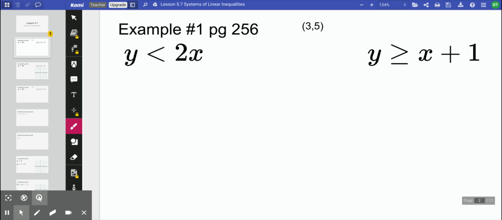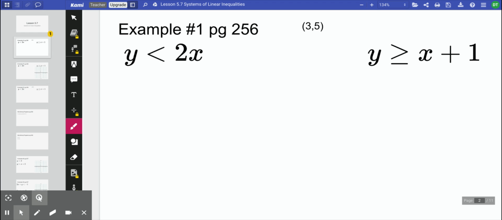So we're going to start first with example number 1 from page 256 in the textbook. You can follow along in the textbooks if you want. And we're looking at the system y is less than 2x and y is greater than or equal to x plus 1. We're being asked, is the point (3, 5) a solution to both inequalities?